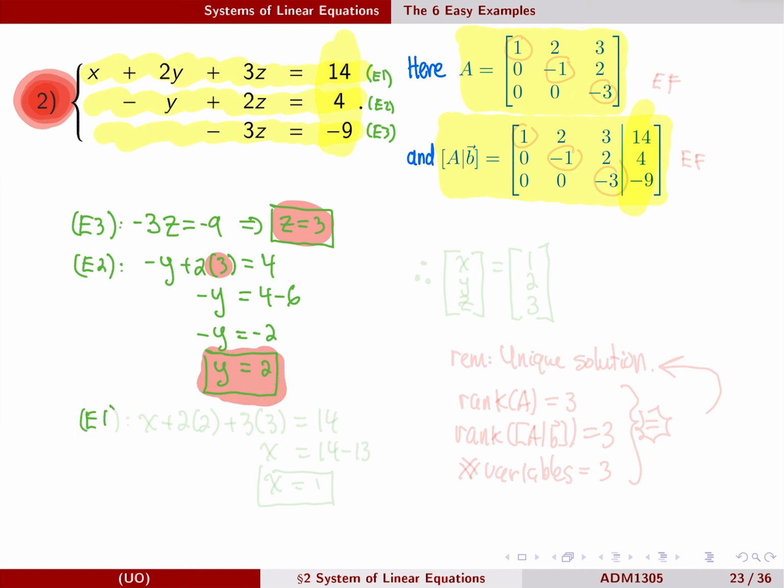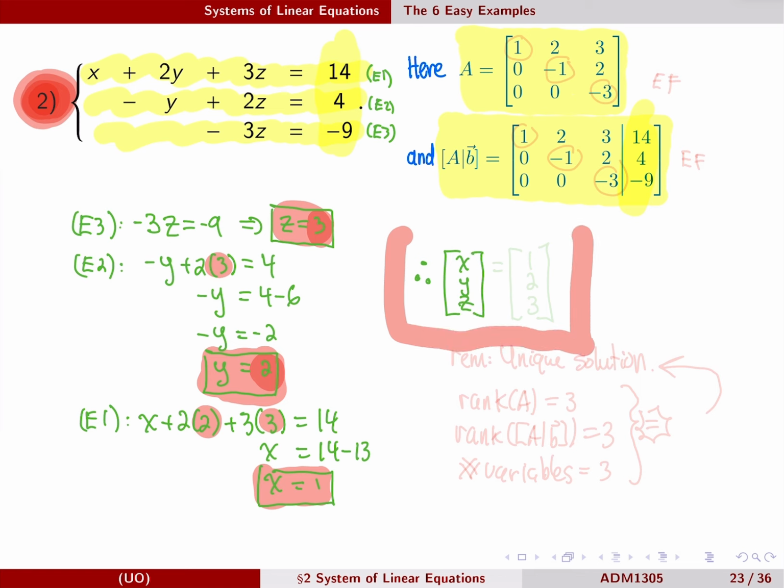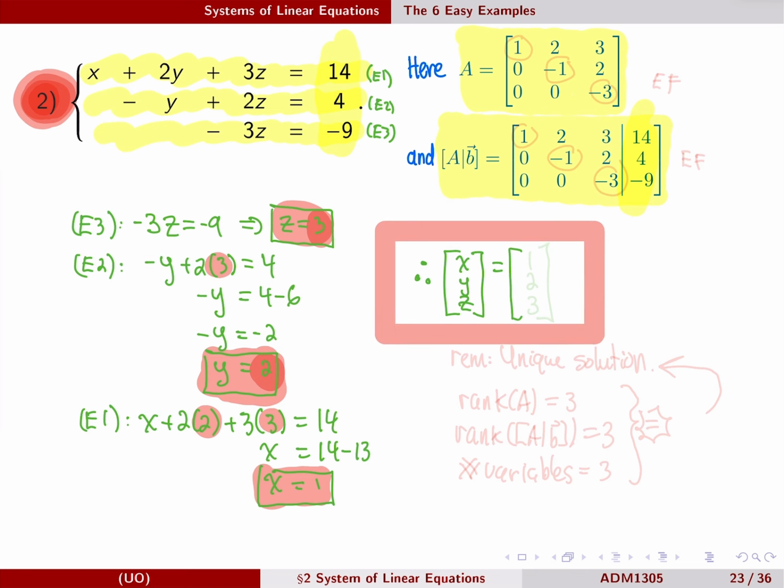And then finally, in the first equation, we have x plus 2 times y, freshly computed to be 2, plus 3 times z that we now know is equal to 3, is equal to 14. So if you take 2 times 2 plus 3 times 3, which is 4 plus 9, that's 13. So you can bring that 13 on the left side as minus 13, and you get x is equal to 1. So if you assemble everything, you bring them together, that's your canonical form. So x is 1, y is 2, z is 3.